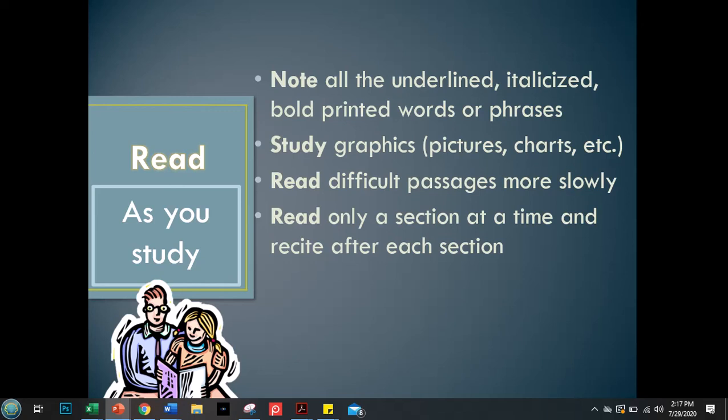Now, this says recite after each section. It doesn't mean that you're repeating it back, but we're going to talk about what that means in a moment. Basically, it means that you are breaking things up into chunks, and this idea of chunking is quite important because our brains can only take in so much information at a time.